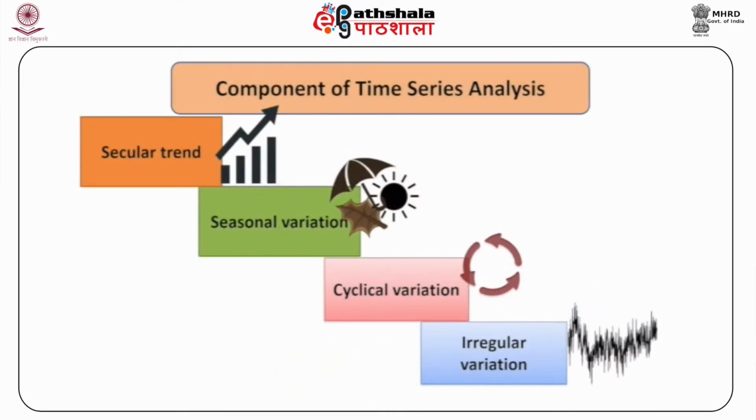Let us now look at the components of time series. The components of time series include secular trend, seasonal variations, cyclic variations, and irregular variations. Let us elaborate each in detail.